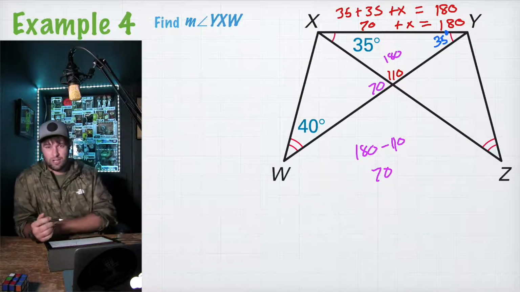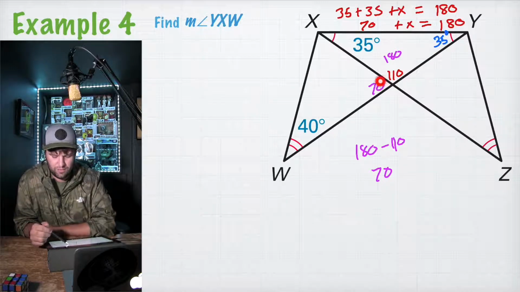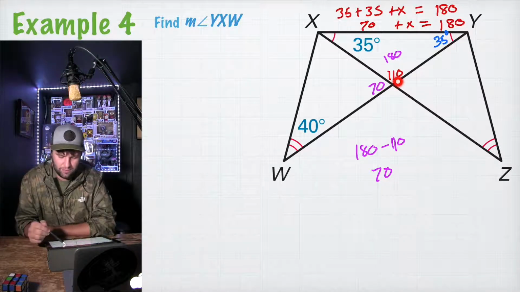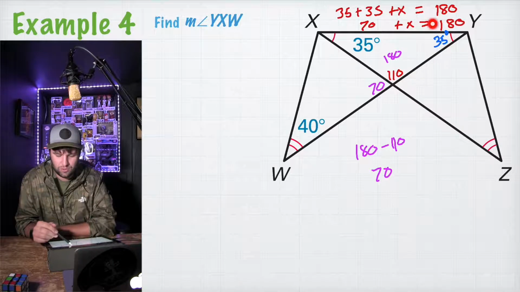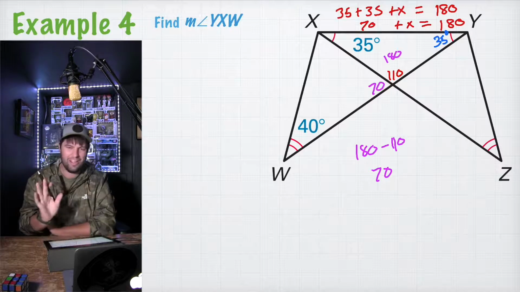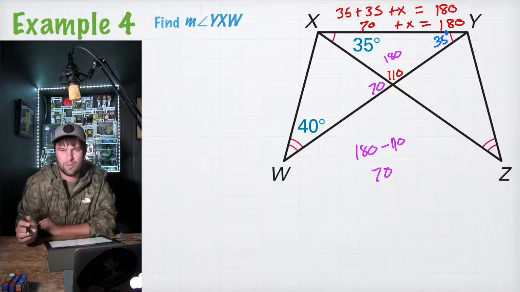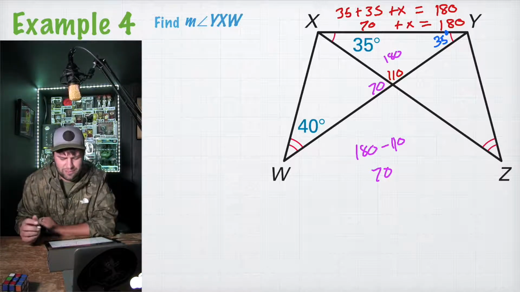Another way we could have solved for the 70, and I'm just going to take the time to explain this: this exterior angle of this triangle has to be equal to the two opposite angles added together. So 35 plus 35 equals 70. That would have been another way we could have done it. I hope that wasn't so many words so fast. I'm sorry if it was.